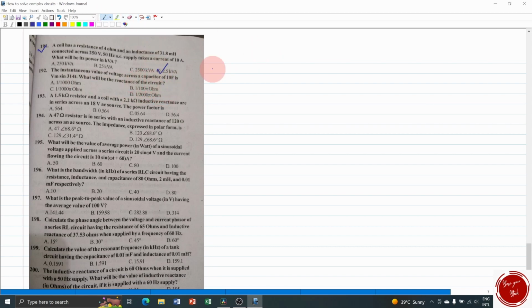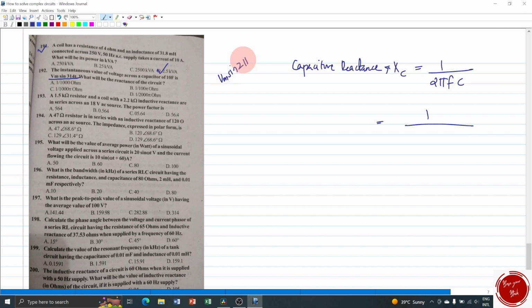Reactance means, since it is a capacitor in the circuit, we have a capacitive reactance, and the representation is Xc. The formula is 1 by 2 pi Fc. What is the 2 pi F value? We have the instantaneous representation Vm sin 2 pi Ft given. So 2 pi F is the coefficient of t, that is 314. So I can replace 2 pi F with 314.